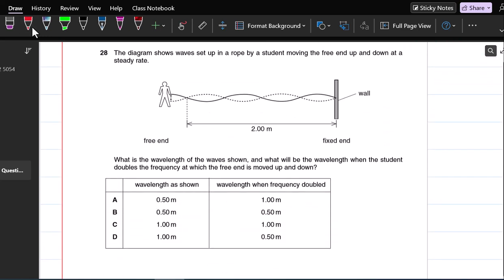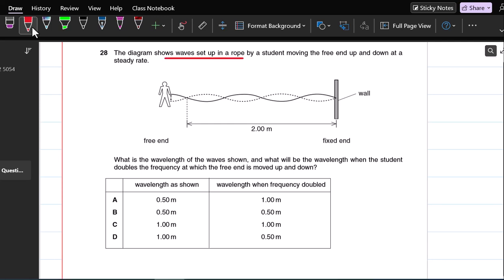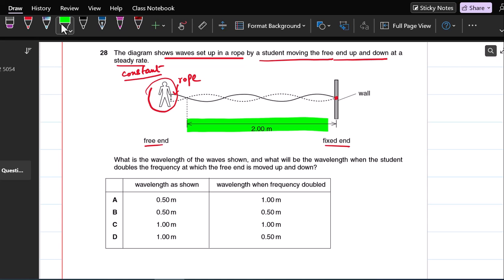Moving to question 28. The diagram shows waves set up in a rope. Here we have a rope with a student moving the free end up and down. This is a free end and this is a fixed end. At a steady rate means at constant speed. The distance between this wall and the person at the free end is 2 meters. So how many waves are there in 2 meters? If I start from here and it ends here, that is one wave, then two waves are there.